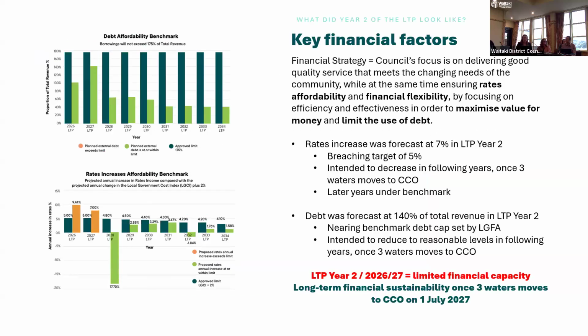So the next page, just a reminder of the key financial factors. That first paragraph there is like the point of the financial strategy. The main themes to that are ensuring rates affordability, financial flexibility, focusing on efficiency and effectiveness in order to maximise value for money and limit the use of debt. So that was kind of our rule of thumb and our financial strategy that is contained within the long-term plan, and the rules that we always reverted back to when we were setting the operating budgets last year and CapEx budgets.